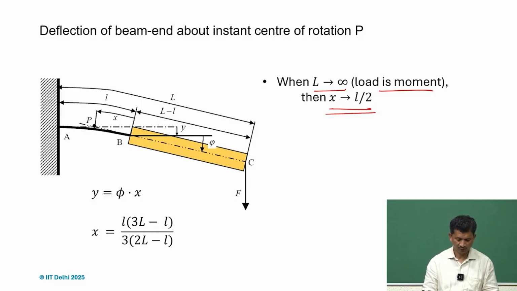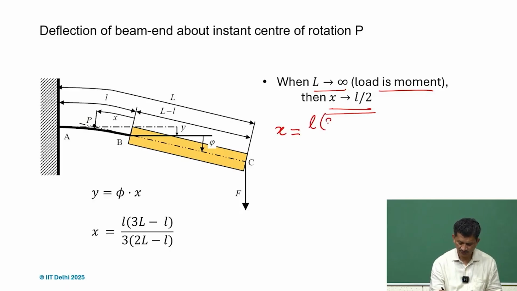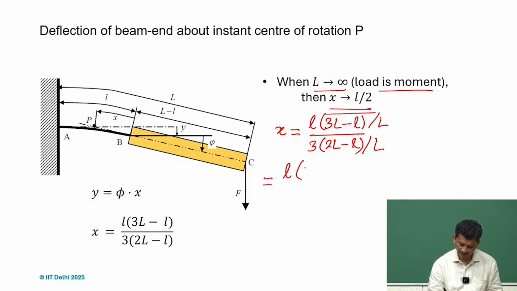So for that, we have x, and we can just quickly do this. What we can do is divide by capital L. So what we get is L over 3 minus small l over L, cancelled inside, divided by 2 minus small l by capital L.